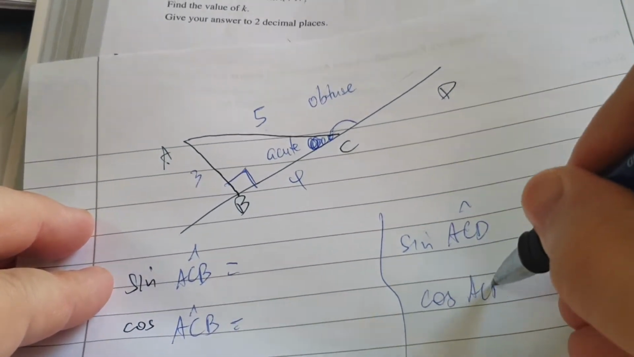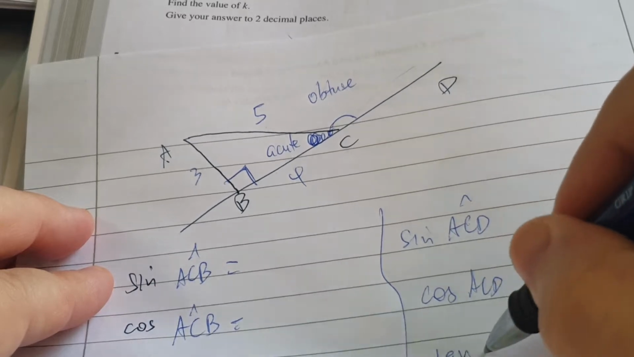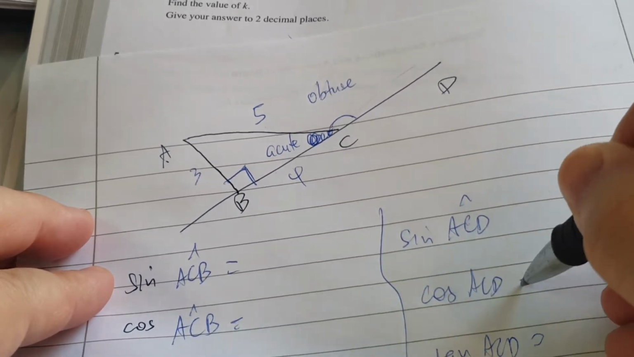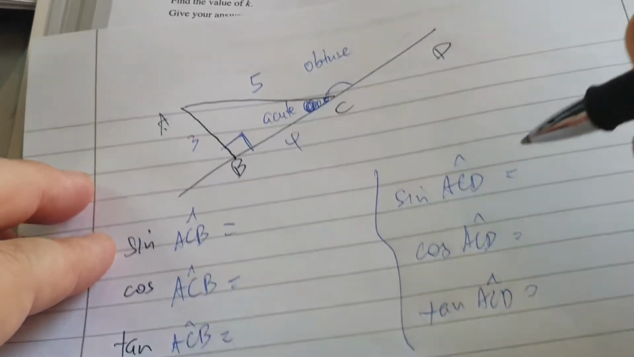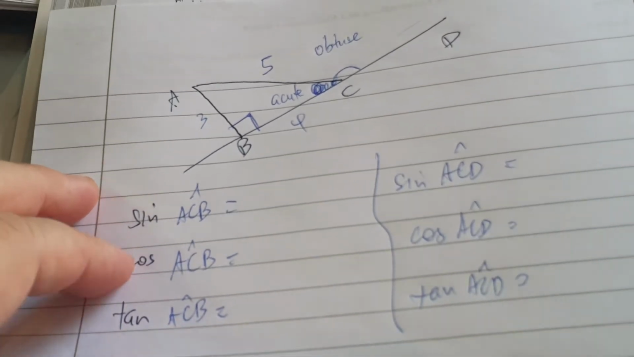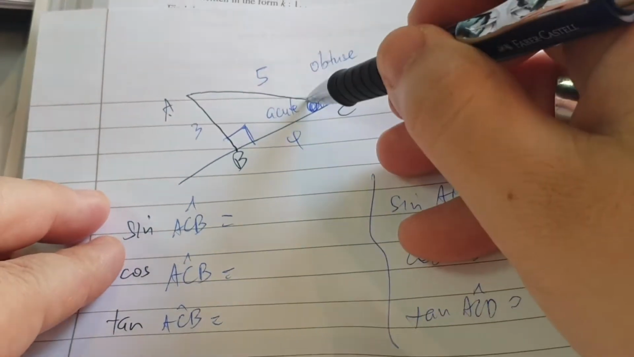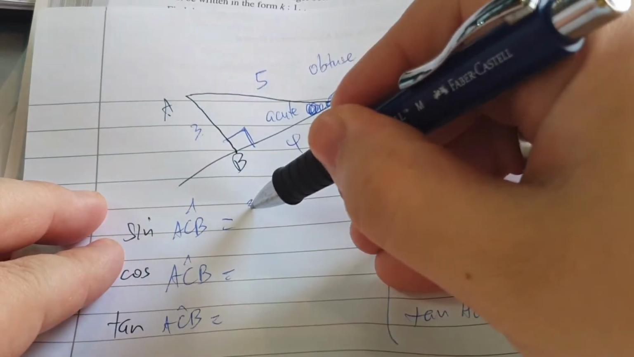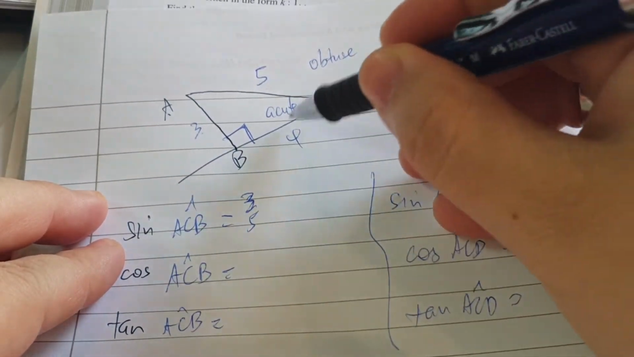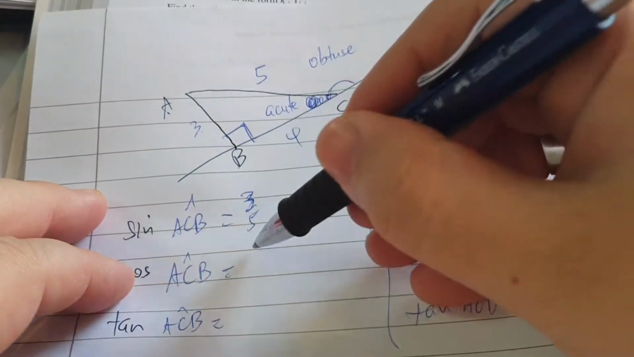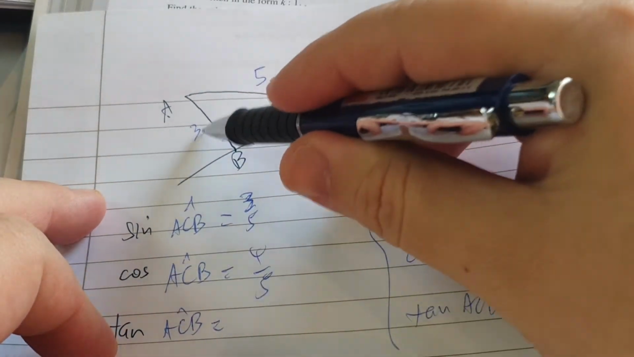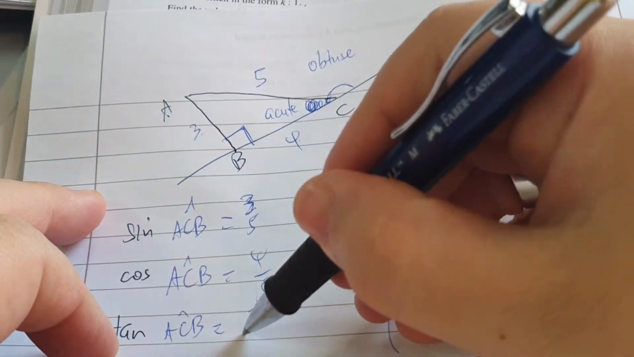cosine ACD, tangent ACD. Actually it's very simple, really very simple. You must think simple, don't think so difficult. Sine of this is opposite over hypotenuse, so 3 over 5, right? Cosine of this is 4 over 5. Tangent of this is opposite over adjacent, so 3/4, right?